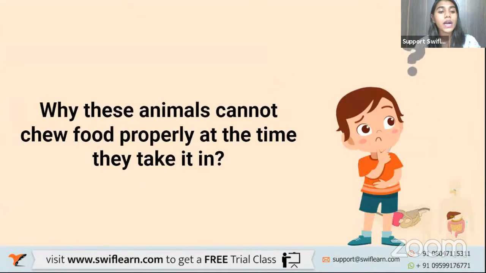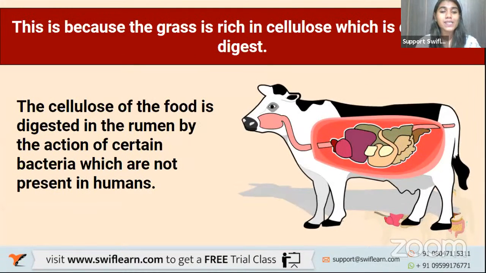Now, moving ahead, why can these animals not chew food properly at the time they take it in? That is because of cellulose. Someone asked me that doubt earlier, right? That is the same thing that we are discussing here again. Cellulose is present in plants, so it is a little more difficult to digest. The cellulose of the food is digested in the rumen by the action of certain bacteria which are not present in humans. So these bacteria that produce cellulase are not present in humans.